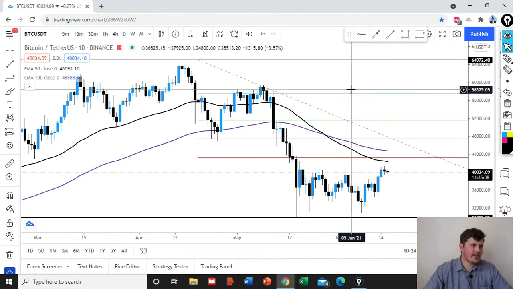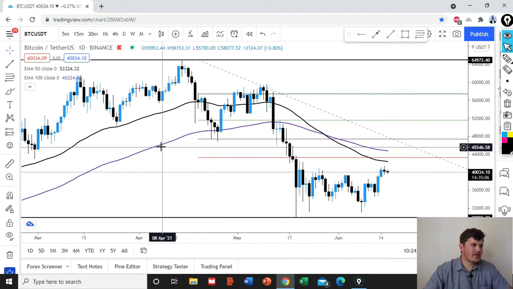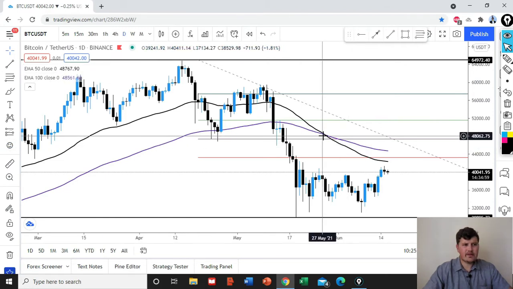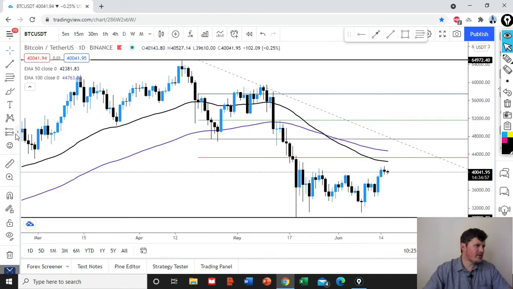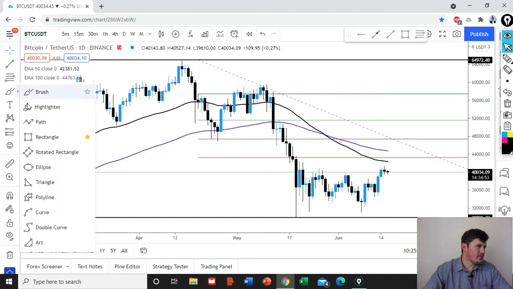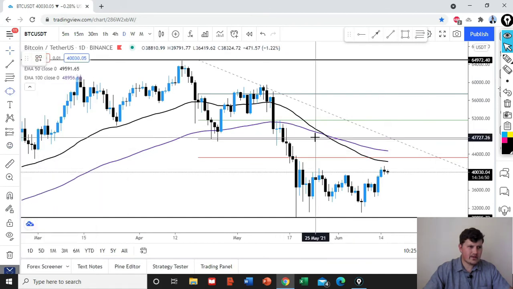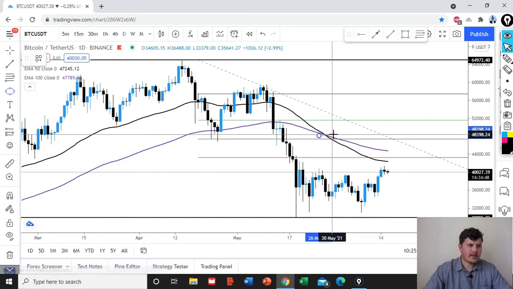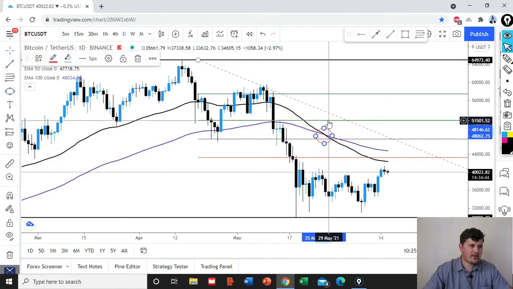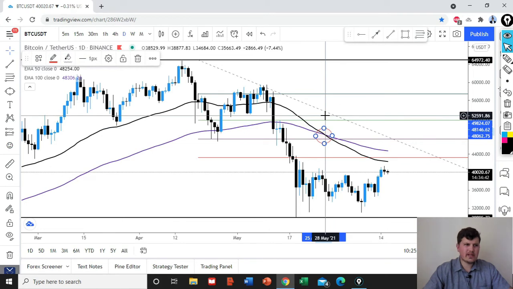Okay, the 1 day time frame. What do we see over here? So these two moving averages are the 50 and the 100 moving average. As you can see, the 50 moving average crossed below the 100 moving average. So let's just quickly highlight that. So this crossover over here, let's just quickly make that visible. So this crossover took place around 28 May.